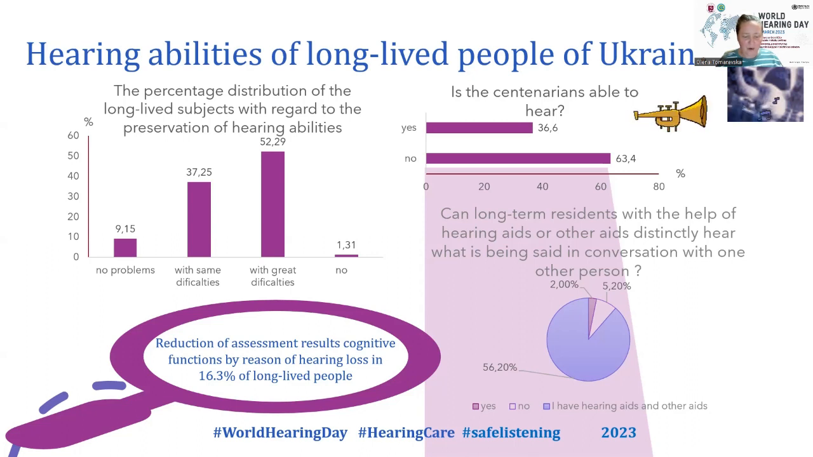And about 1.5% of long-lived people are completely deaf. Then the main cohort of long-lived people cannot hear: 36.6%, but 63% of long-lived people cannot hear. The need for hearing aids and other aids is 56.2%. Deaf, 5.2%.